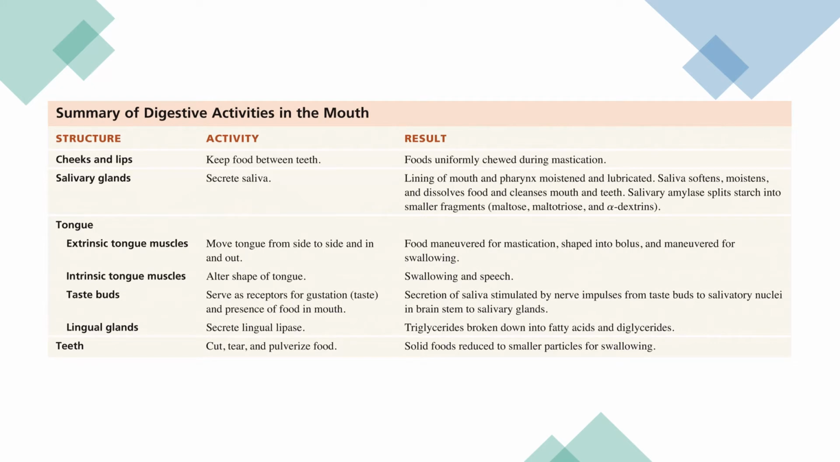So here is a great table that shows the digestive activities in the mouth. It covers all these structures: cheeks and lips, salivary glands, the tongue, and your teeth. Essentially, the activity of each of them, what they all do, and then the result as well. So, a good studying table here.